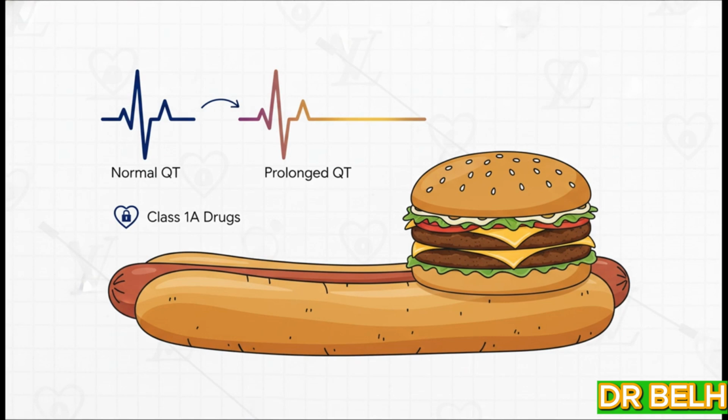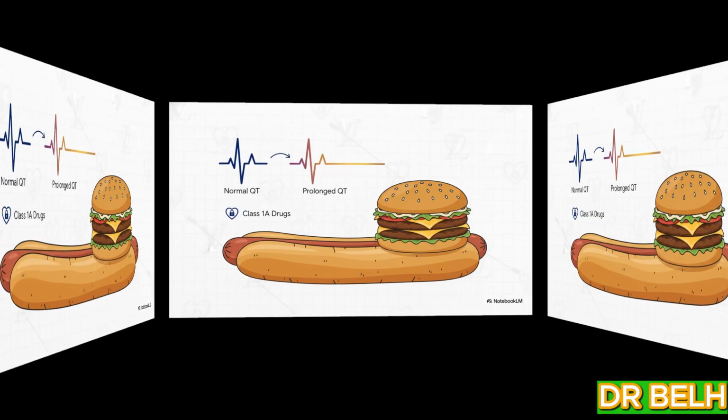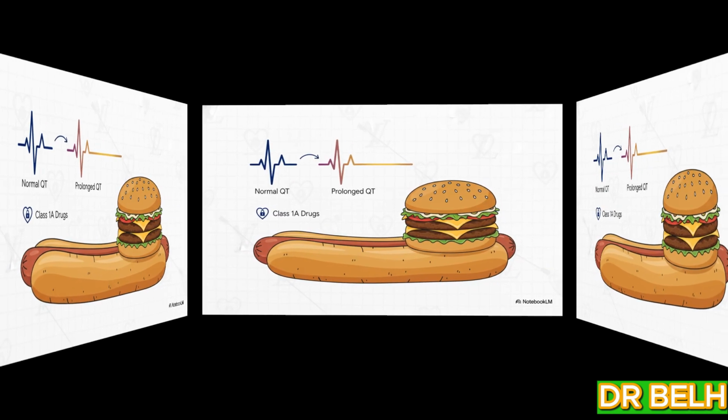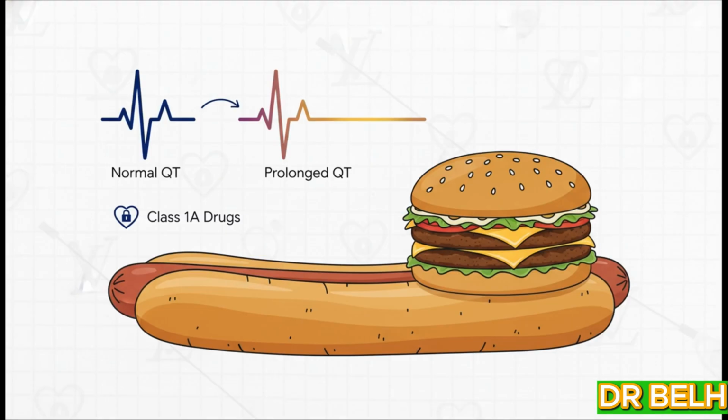Now for class 1A, I need you to picture something really weird. Imagine that double quarter pounder, but instead of a normal bun, it's served on a super long, foot-long hot dog bun. Why on earth would you do that? Because that long bun is your visual trigger for a prolonged QT interval. This is an absolute classic high-yield exam question. Class 1A drugs are famous or infamous for causing QT prolongation. See the long bun? Think long QT.